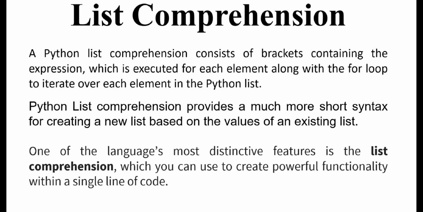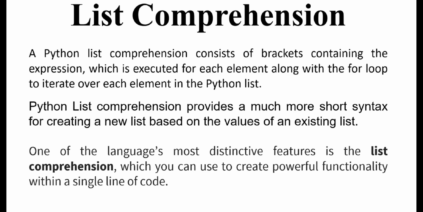But if you use a list comprehension perfectly, we can easily write the code. We can write elegant and efficient code in less time complexity. So for that, we can go with list comprehension. A Python list comprehension consists of brackets containing the expression. A list comprehension expression can be included within the square brackets, which is executed for each element along with the for loop to iterate over each element in the Python list.